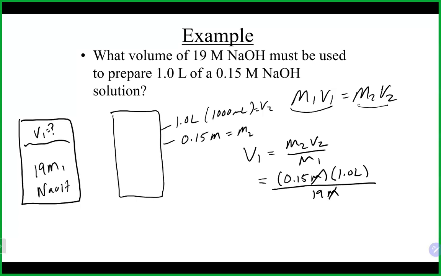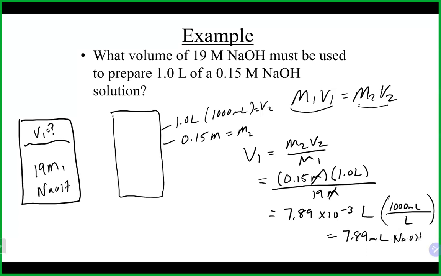So 0.15 divided by 19 gives me 7.89 times 10 to the minus 3 liters. And if I convert that into milliliters by multiplying it by 1,000, that gets me 7.89 milliliters. So that number represents basically the amount of the more concentrated sodium hydroxide that you need to take out. So what we would do is take out of this more concentrated bottle 7.89 milliliters of the more concentrated sodium hydroxide.